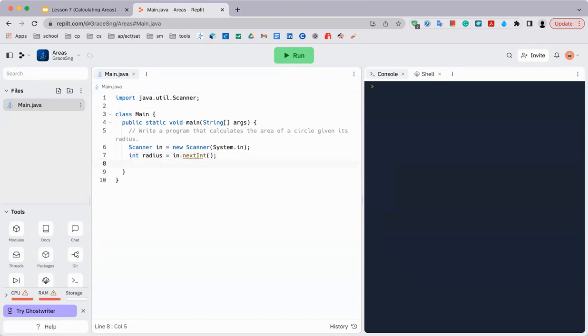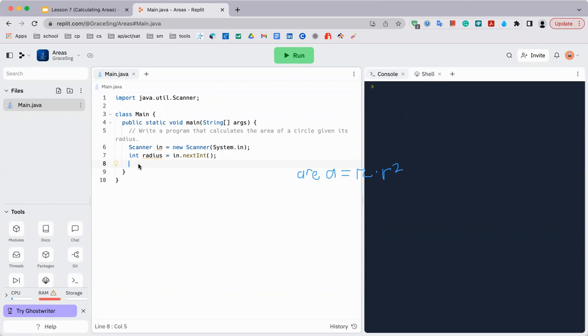Okay, so now I want to figure out how to calculate the area of a circle. Well, if you are familiar with circles and you've studied a bit of geometry, you'll know that the area of a circle is equal to pi r squared. So we know the mathematical formula, and basically what we want to do is translate that into our program.